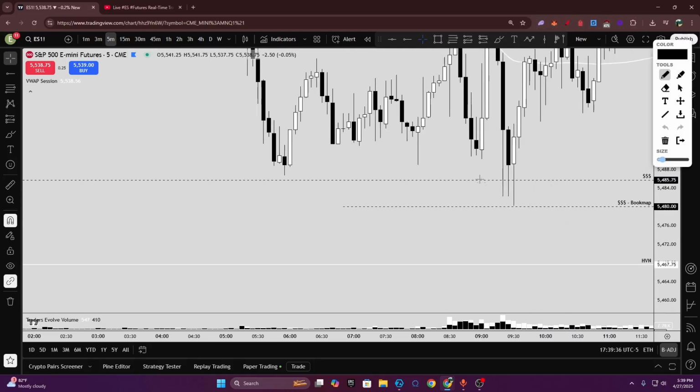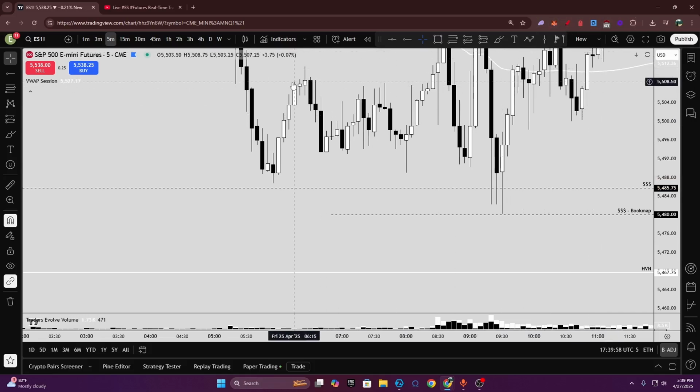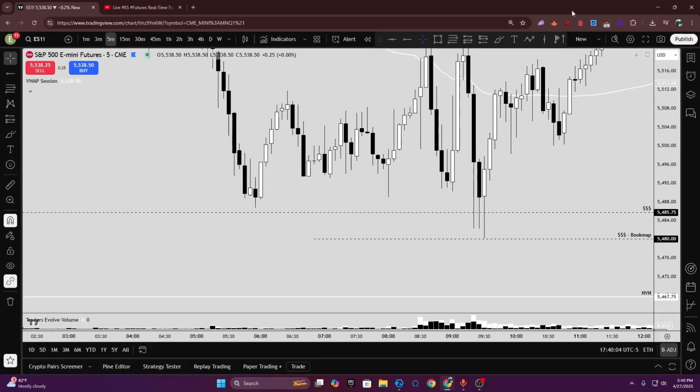Who knows, we might break this level, retrace to it, and then push down. Or we can do what we did here. We can use this level as an area to grab liquidity to move higher. But it's hard to tell. You can't really tell simply by looking at a candlestick chart unless you have years and years of experience. And that's where the idea of order flow and Bookmap and footprint come in.